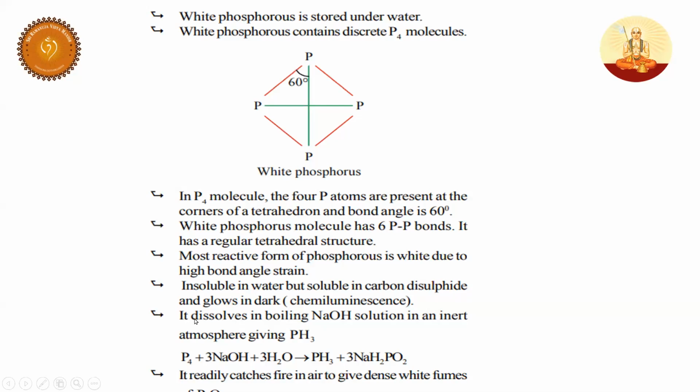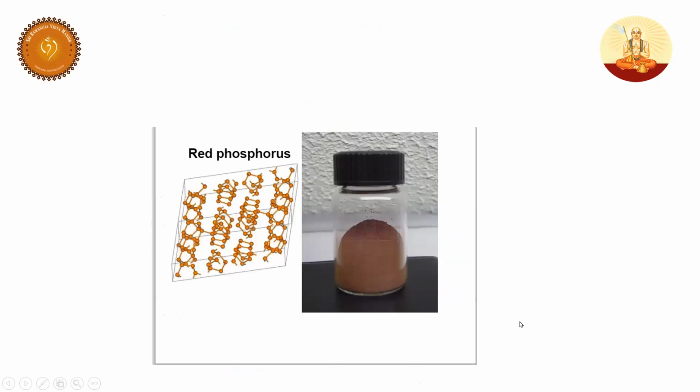Now it dissolves in boiling NaOH, and this particular reaction is a disproportionation reaction. It's a very, very important reaction. The significance of this reaction I'll explain in the following classes. It's a very interesting reaction. So P4 plus NaOH gives rise to PH3 plus NaH2PO2. It is a disproportionation reaction, and it also catches fire easily, because it is very reactive.